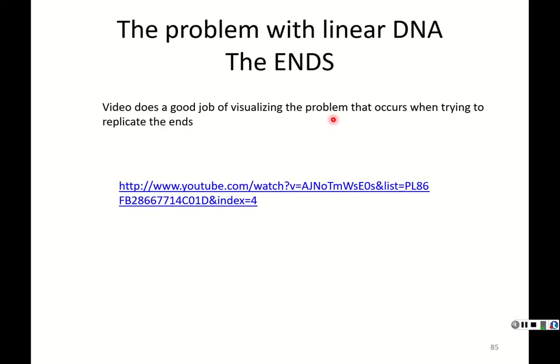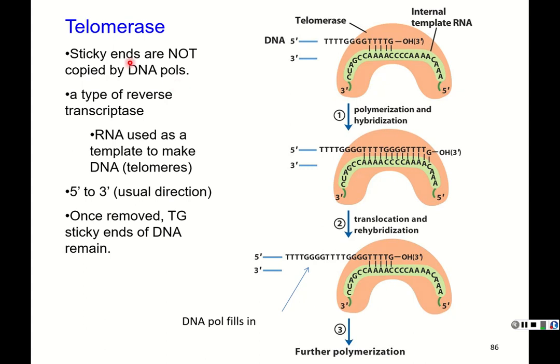The problem with linear DNA, like we have in our chromosomes, is with the ends. If you want to visualize this problem that occurs when trying to replicate the ends of a chromosome, this is a good video to do that. Okay, so what telomerase is doing is using the overhanging ends on a linear piece of DNA, and the RNA part of the telomerase binds with that template. Right, so you have this RNA in your telomerase enzyme, that's your internal template. Right, so these sticky ends are not being copied or repeated by your DNA polymerase. Okay, and so that's where these telomerase enzymes come in.